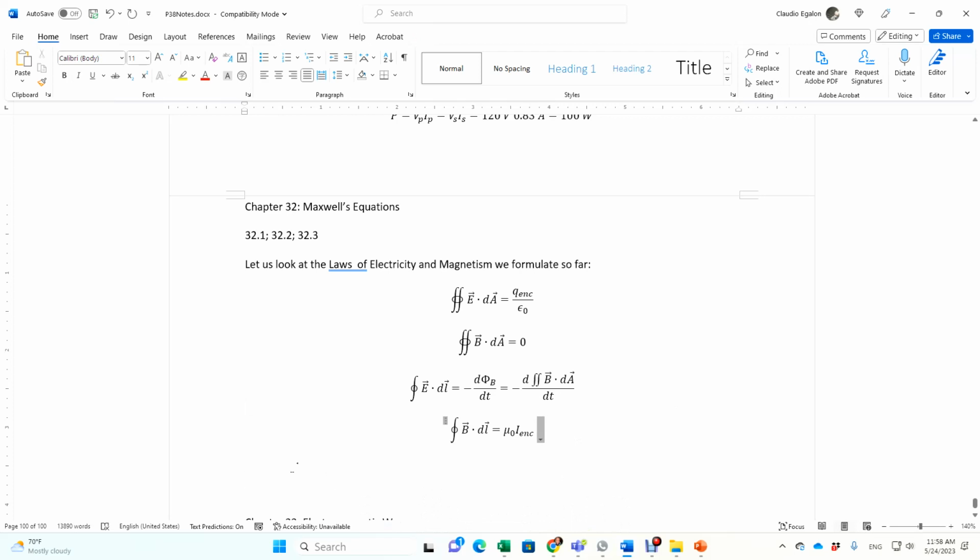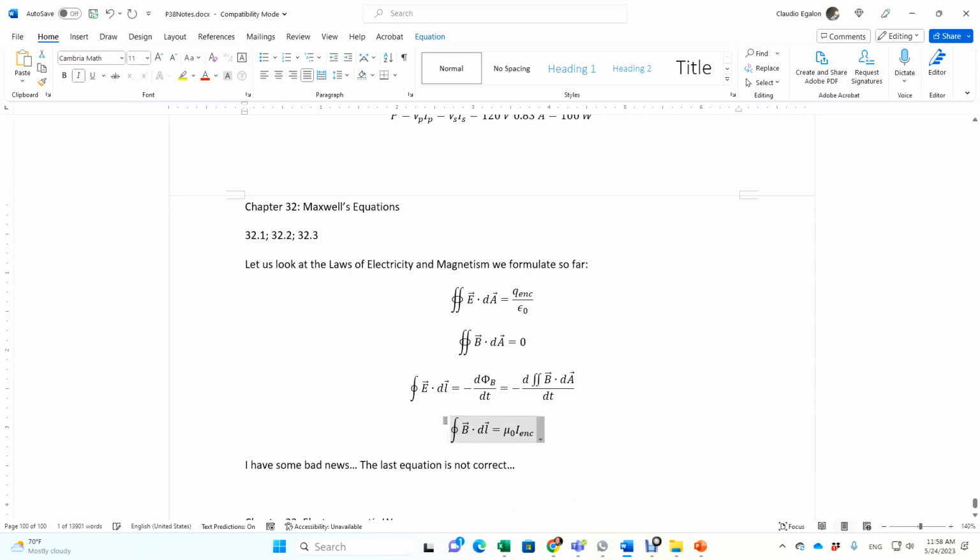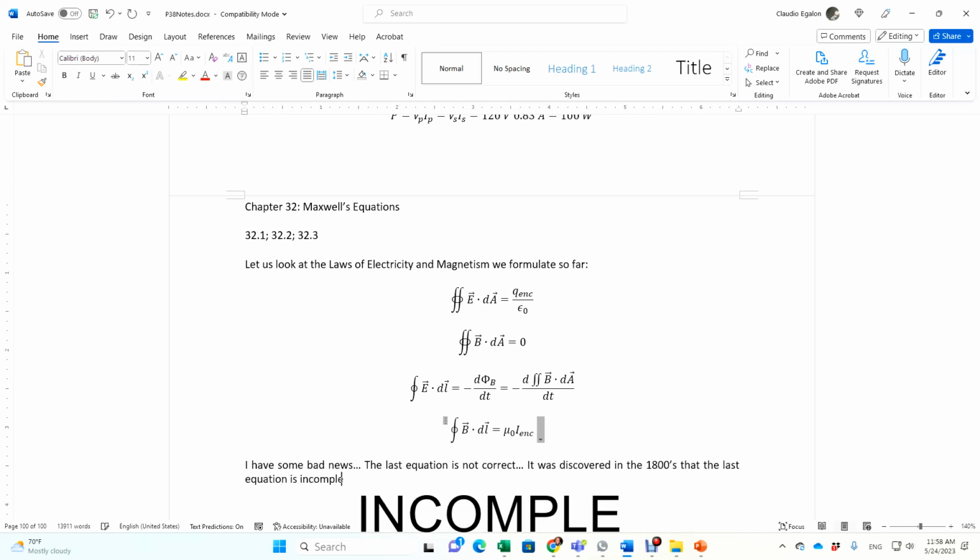I have some bad news. The last equation is not correct. It was discovered back in the 1850s that the equation you see here is incomplete.